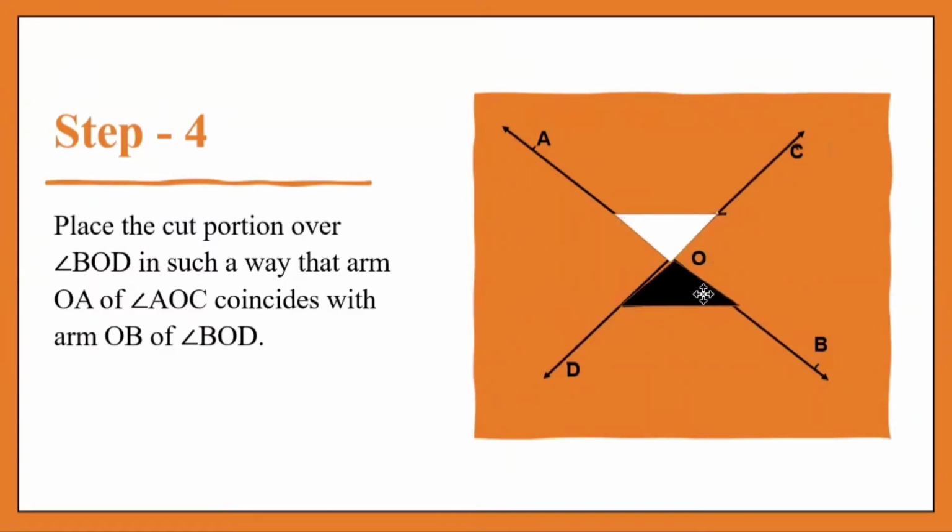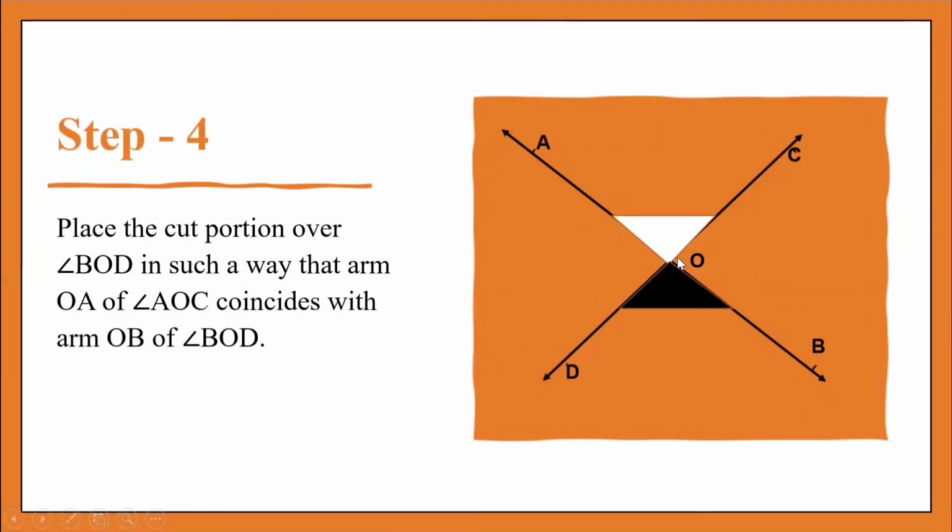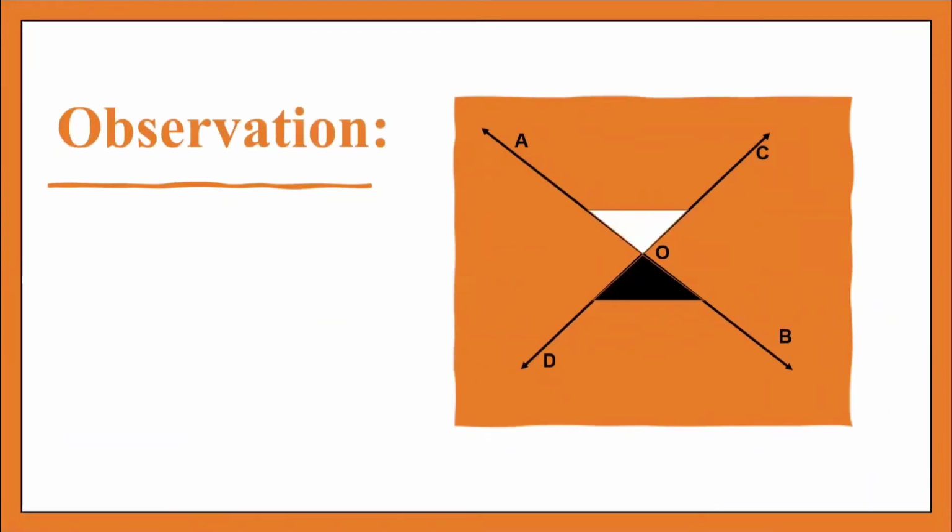I invert it and put it over here such that the arm OA of angle AOC falls on the arm OB of angle BOD. Now you can clearly see that this angle AOC that was removed from here, when I put it over here, is completely covering angle BOD. Now, this will be your pasting work. You will remove this cutout portion and put it over angle BOD.